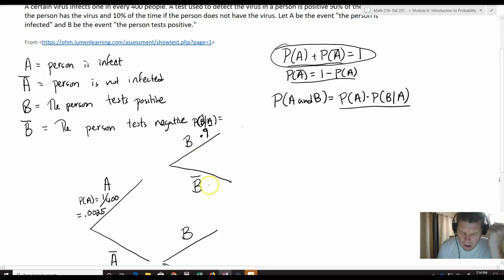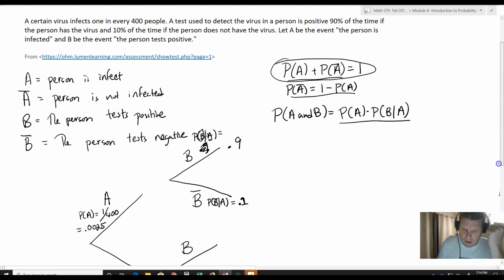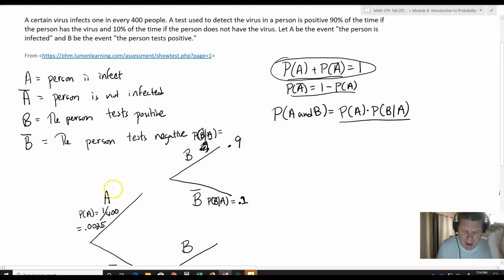And then what we know here is that the probability of B complement, given that we have A, is going to end up equaling 0.1. It's going to end up being the complement of the other. Okay, so we have 0.1 and 0.9. I'm actually going to just put this on the endpoints. So on the one hand, you can have the virus, that's A, and then you test positive. There's a 90% chance you're going to test positive, and a 10% chance that you'll test negative if you have the virus.